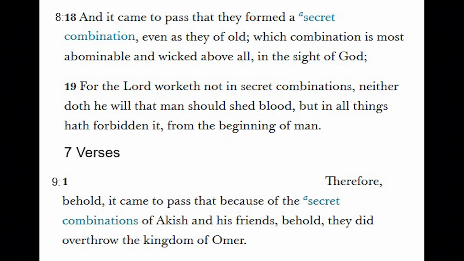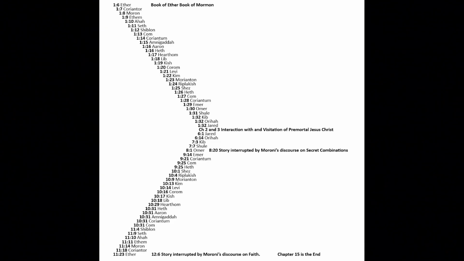So in verse 19, it says, "For the Lord worketh not in secret combinations, neither doth he will that man should shed blood, but in all things hath forbidden it from the beginning of man." And then in the next chapter, it says, "Therefore, behold, it came to pass because of secret combinations of Akish and his friends, behold, they did overthrow the kingdom of Omer." So you get 7 verses in between there written by Moroni. So it's a pause in the dissertation. Moroni writes, and then it just continues on. This happens again in chapter 12.